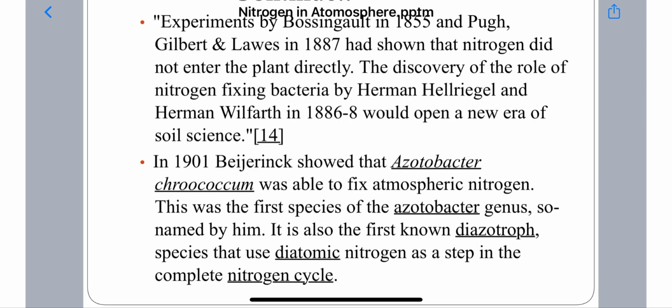Now let's talk about the experiment. The Boussingault experiment in 1855, with Pugh, Gilbert and Lawes in 1887, showed that nitrogen did enter into the plants directly, and the discovery of nitrogen-fixing bacteria by Hermann Hellriegel and Wilfarth happened in a new era of soil science. We now call it soil microbiology. There are some bacteria involved: Agrobacterium, Azotobacter, diazotrophs, diatomic nitrogen and the nitrogen cycle.